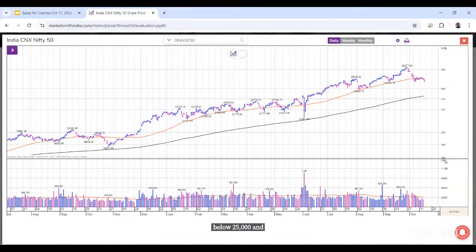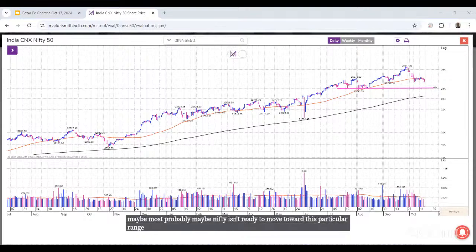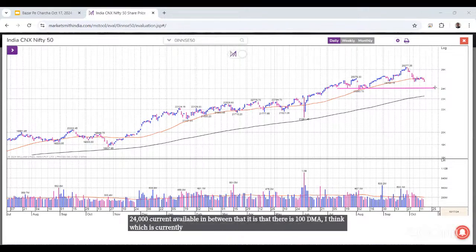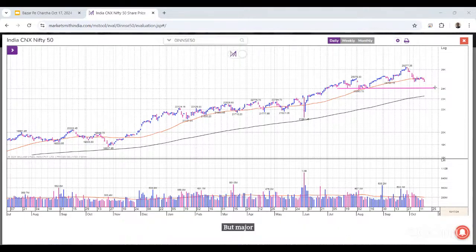In today's morning session also we expected the level of 24,800 to 24,700. Now Nifty 50 has approached that level, 24,800 to 24,700. Further, the next level, in my opinion, is that Nifty is ready to move toward the range of around 24,200 to 24,000. In between there is the 100 DMA, which is currently placed around 24,500 level. But apart from this 100 DMA, Nifty 50 is most probably ready to move toward 24,200 to 24,000.